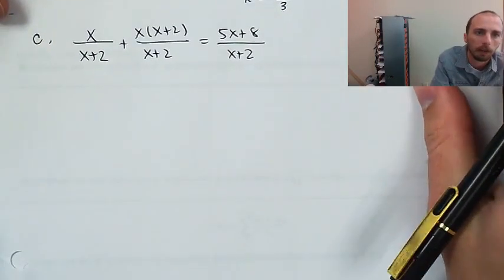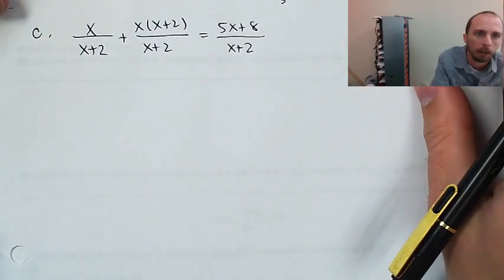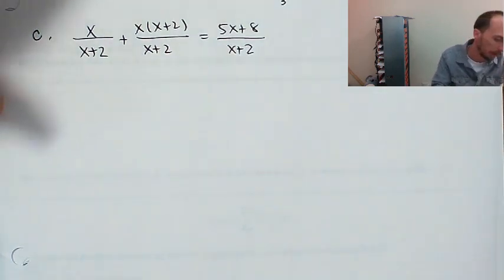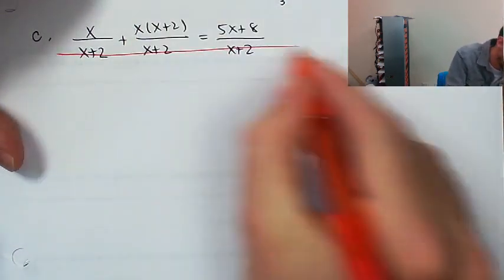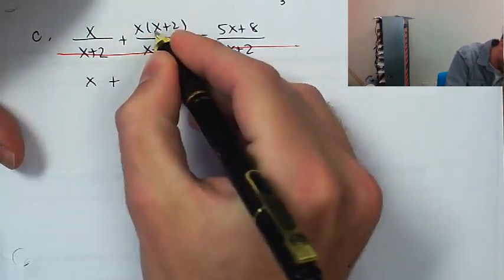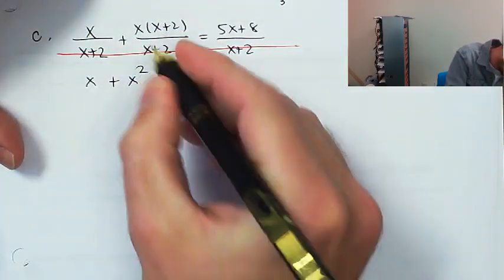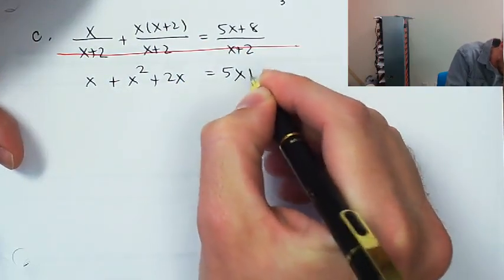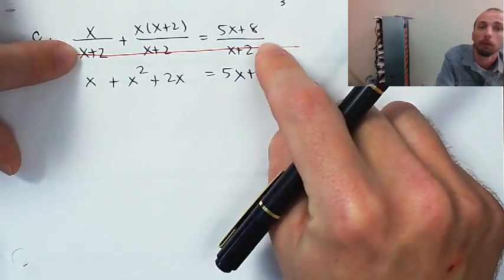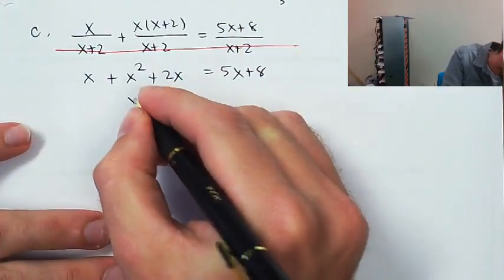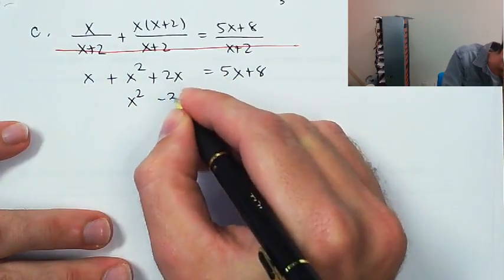So I'm going over here, and what am I going to do here? I'm thinking, I'm going to clear out the denominator. That's why I got the common denominator here, was so I could do that and say, all right, this x plus x squared plus 2x equals 5x plus 8. Because really what I did was I multiplied both sides by x plus 2 and I cleared out that denominator. Okay, so then I'm going to have x squared minus 3x.